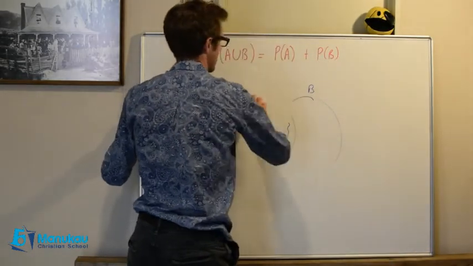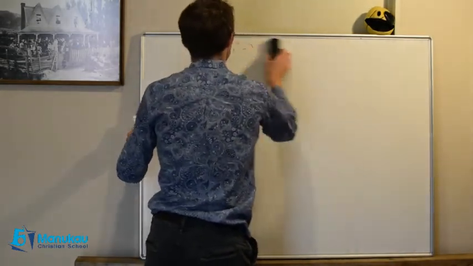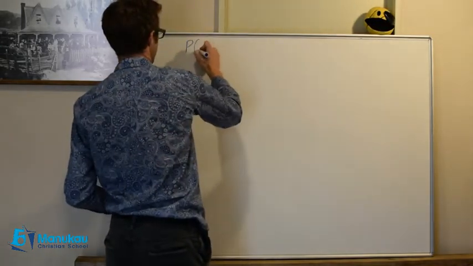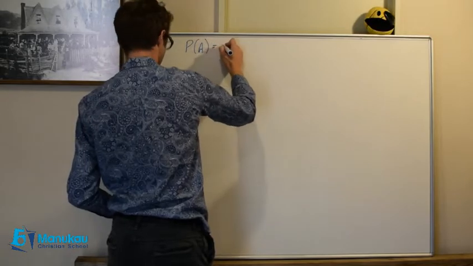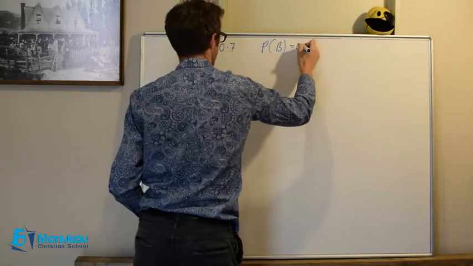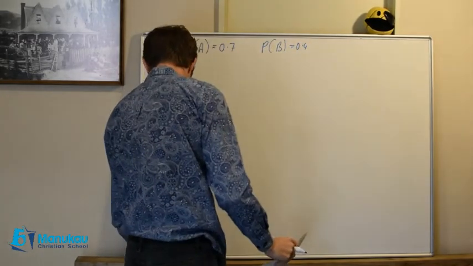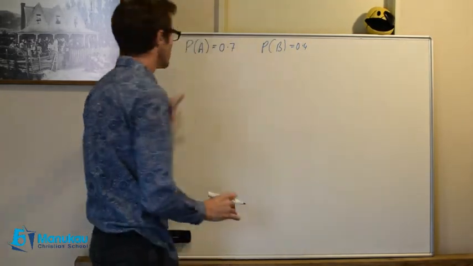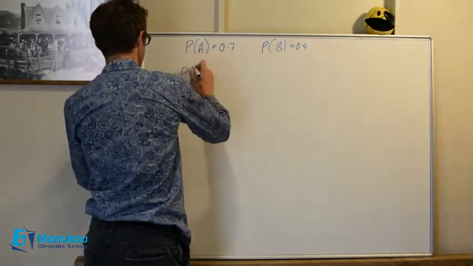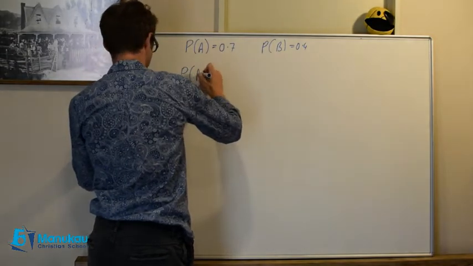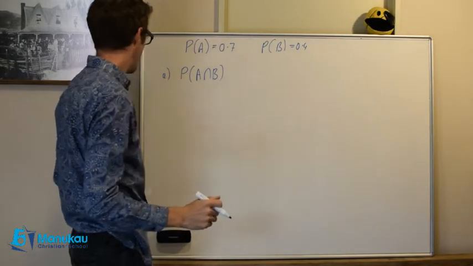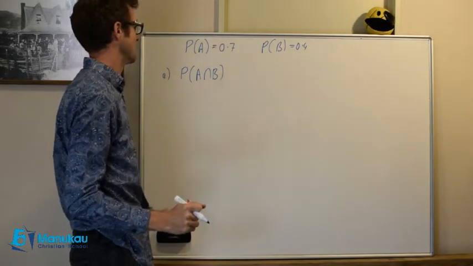The first example I'd like to share with you is the first one in the exercise. We are given this information. We are given that the probability of A is equal to 0.7, and the probability of B is equal to 0.4. And we are told that these are independent events. The first thing we have to find is the probability of A intersection B.